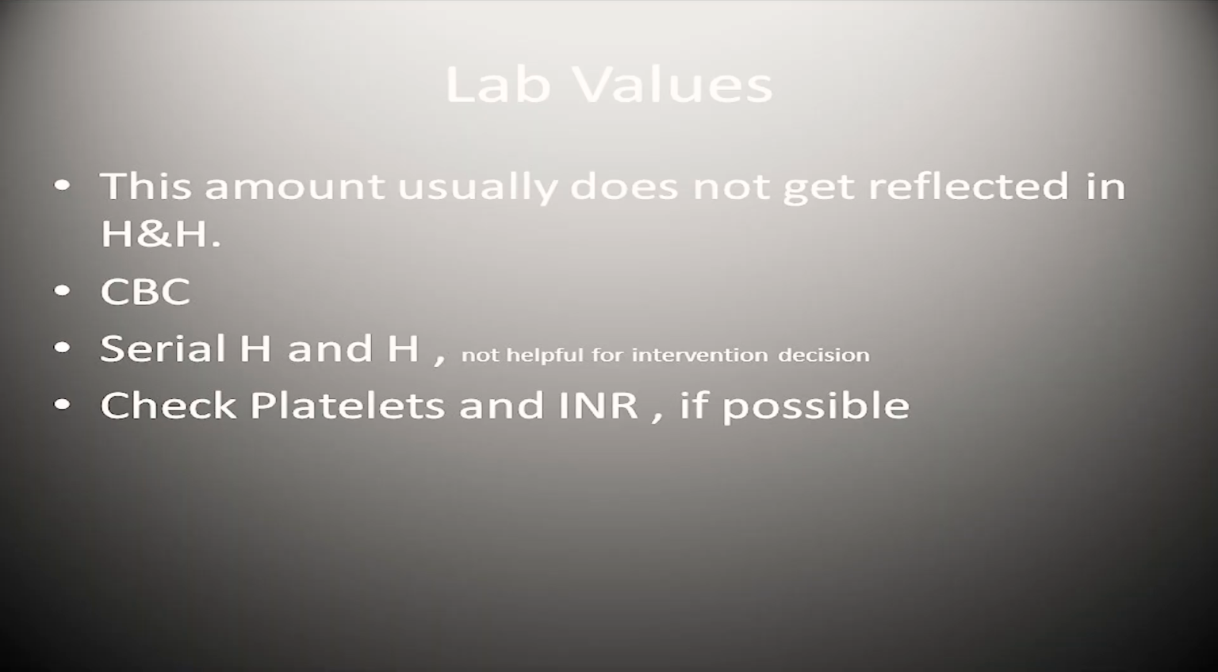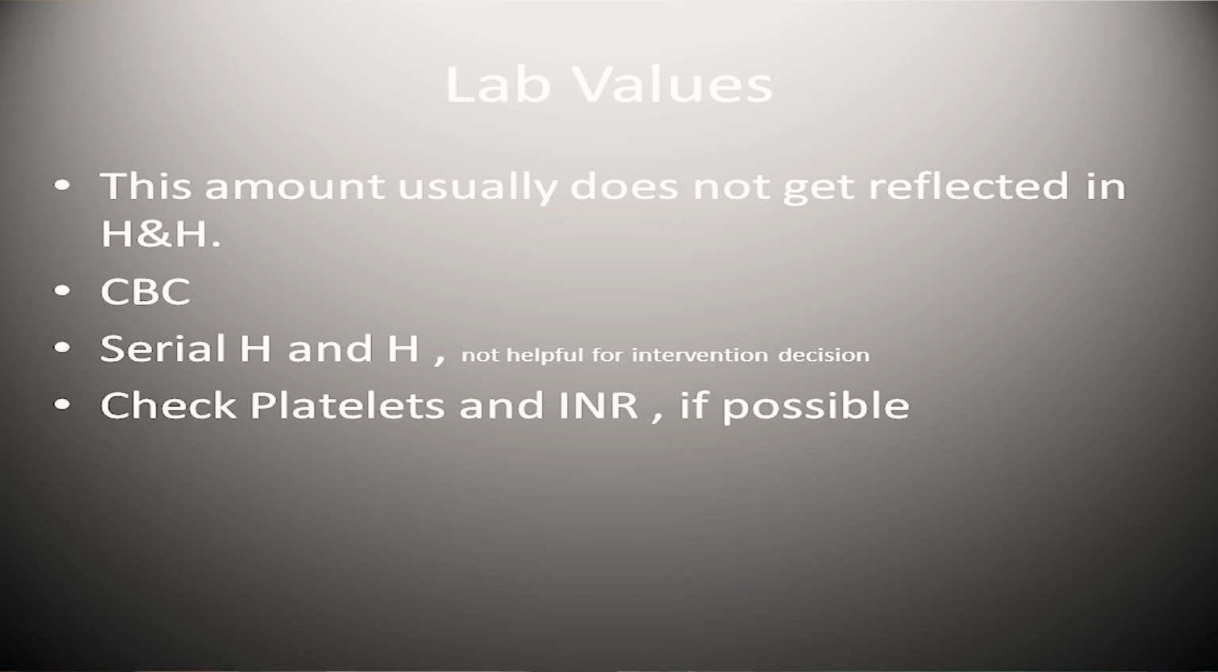And this is a functional definition because this amount can cause a life-threatening condition. We will come to why. But since this amount is so small, you don't want to waste time looking at their H and H trend. Typically we want to do the H and H trend, but in this case it won't get reflected. It's such a small amount. Typically the CBC will also not change much, so serial H and H is not helpful for deciding when to intervene.